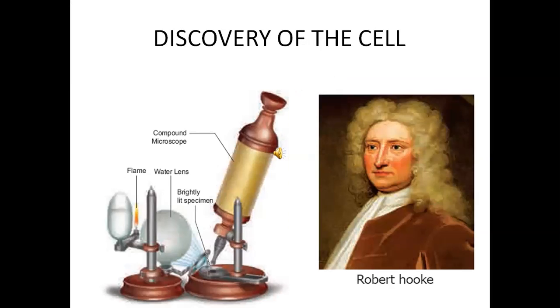Discovery of the cell. The Englishman Robert Hooke was a scientist, mathematician and inventor. He improved the microscope which was used in those days and built a compound microscope. He placed a water lens beside the microscope to focus the light from an oil lamp on specimens to illuminate them brightly, so that he was able to see the minute parts of objects clearly.